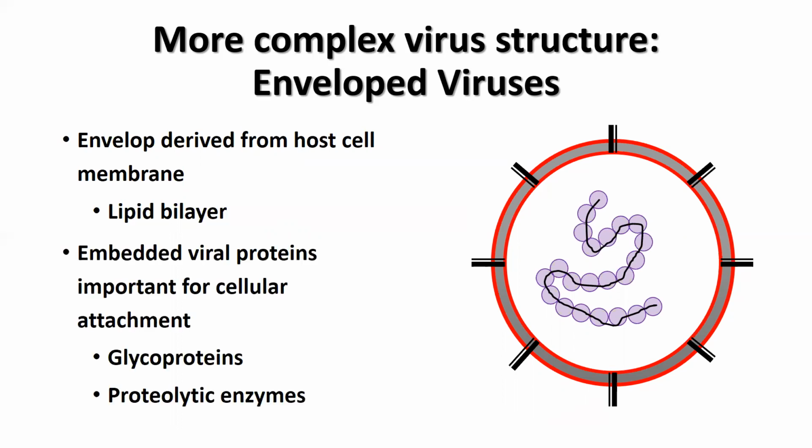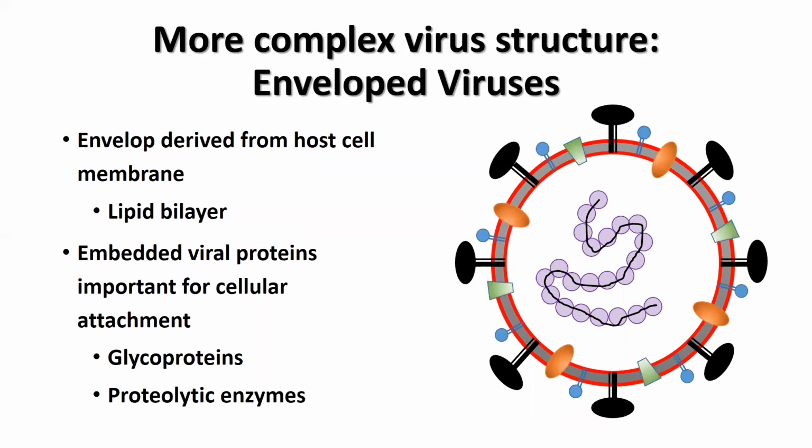Another very important structure are viral proteins that are associated with or embedded in the viral envelope. These proteins include those important for viral cellular receptor attachment, viral membrane fusion, envelope stability, and subsequent budding or release of new viral particles from a host cell.